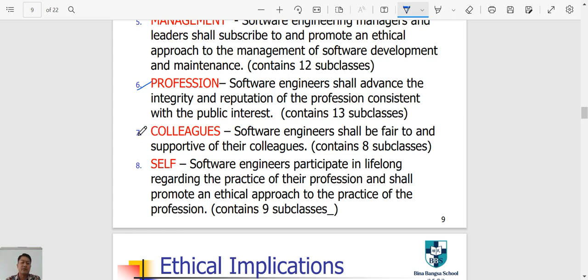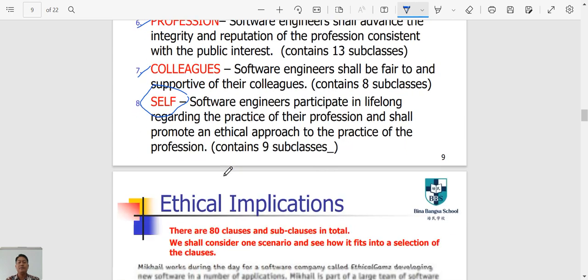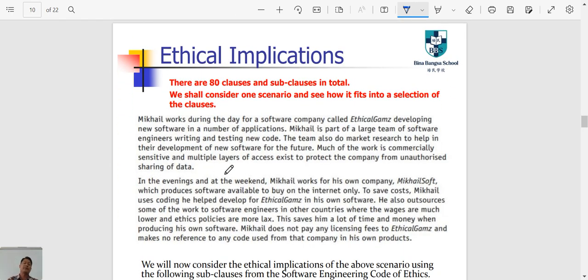And then, of course, we need to consider our colleagues. Software engineers shall be fair to and supportive of their colleagues. And of course, the last one is self: as a software engineer or an IT or computing professional, you should participate in lifelong learning regarding the practice of the profession, and shall promote an ethical approach to the practice of the profession. Now, what is the ethical implication?